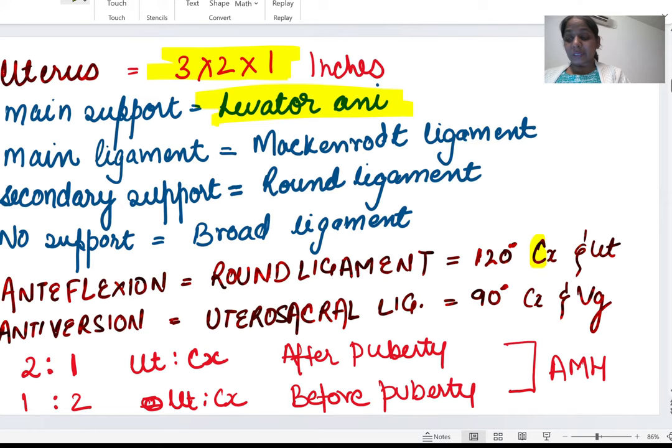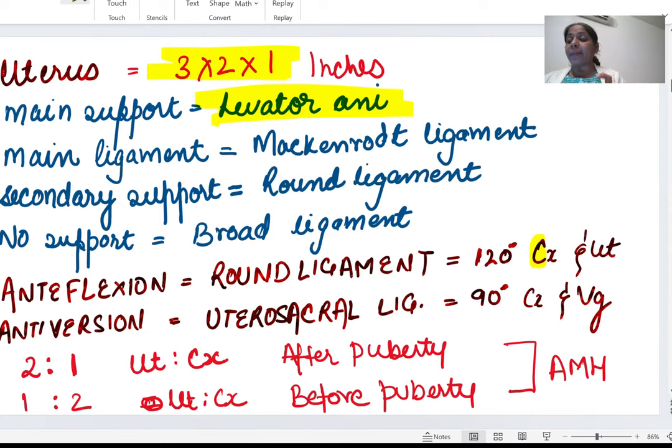Levator ani. Very good, Dr. Jessica. Levator ani is the main support. Nobody will answer this in the exam: the Mackenrodt's ligament is the main ligament. Which is the main ligament?